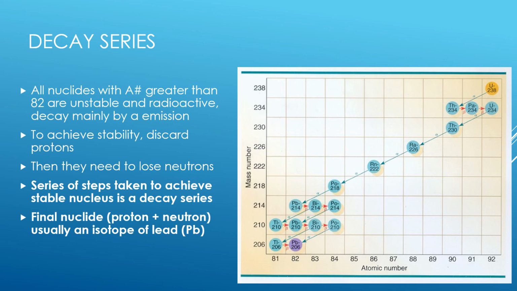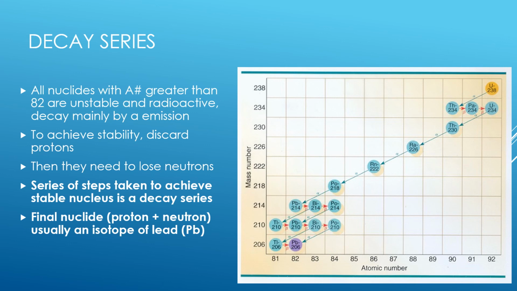A decay series is a series of steps taken to achieve a stable nucleus. I also want you to write down that the final nuclide, which is the number of protons plus neutrons, or our nucleus, is usually an isotope of lead, and lead has the atomic symbol Pb. So that final nucleus is usually an isotope of lead. And then I want you to look at the graph over here.